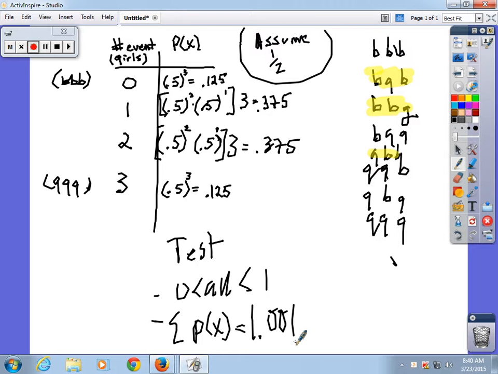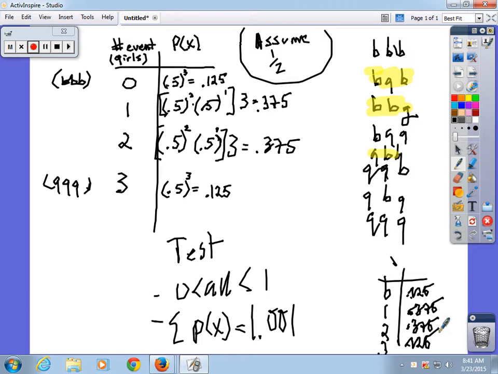Now, so your probability distribution for this, the finished product, would be 0, 1, 2, 3, and then 0.125, 0.375, 0.375, and 0.125. That looks awful. Sorry. And that would be it.